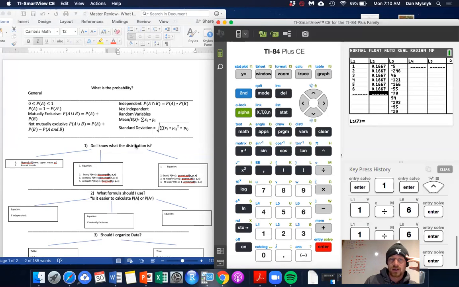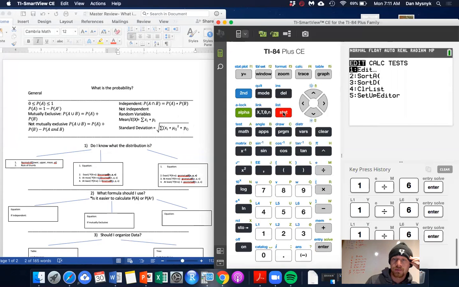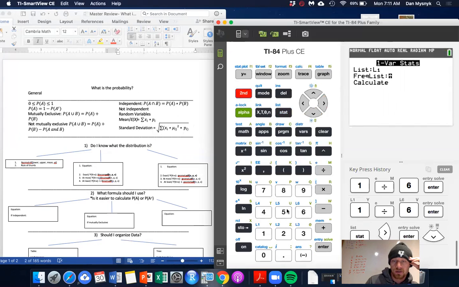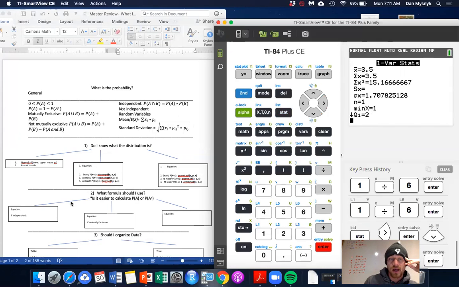To find the mean and standard deviation of this random variable, right? The random variable is, I'm going to roll a dice and see what number comes up. I can click stat. I can go over to calculate. And I only have one variable. I'm only rolling one dice. My list is L1. The frequency is L2. Calculate. It spits out all these numbers. The expected value, or the mean, of my random variable would be 3.5, which means if I rolled a whole bunch of dice, I would expect the average number to be 3.5, and the standard deviation is 1.7.